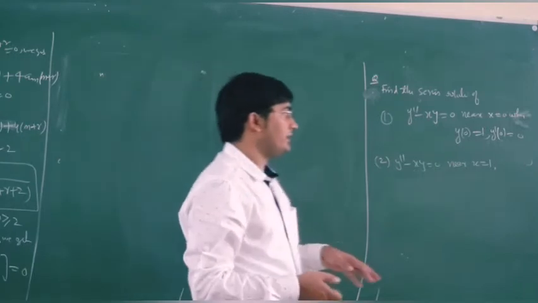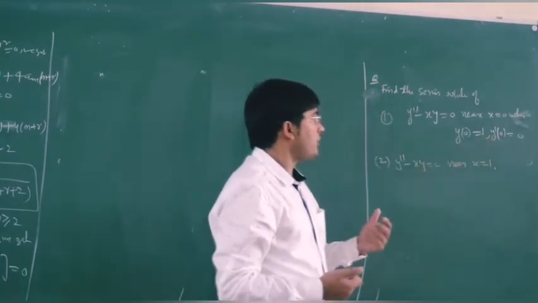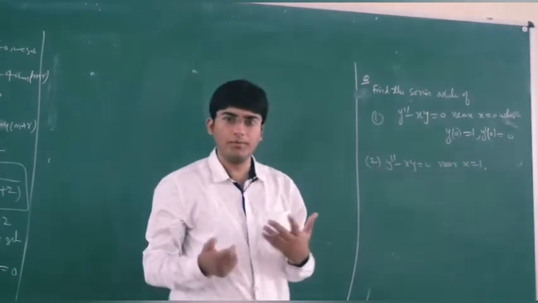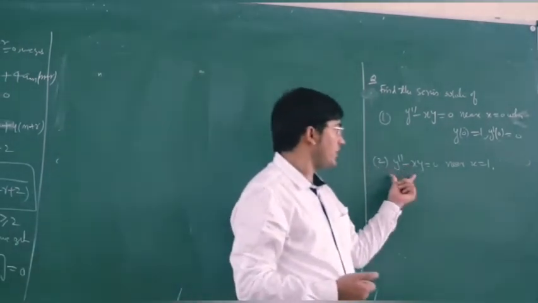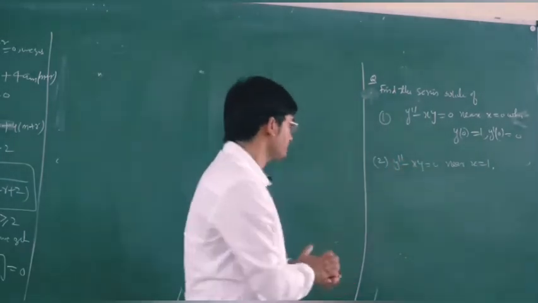your a0 and a1. So with the help of these two initial conditions, we can find out the values of a0 and a1. Now I am not going to solve that problem, because here we are finding out the solution at x equal to 1. So let us solve this problem.